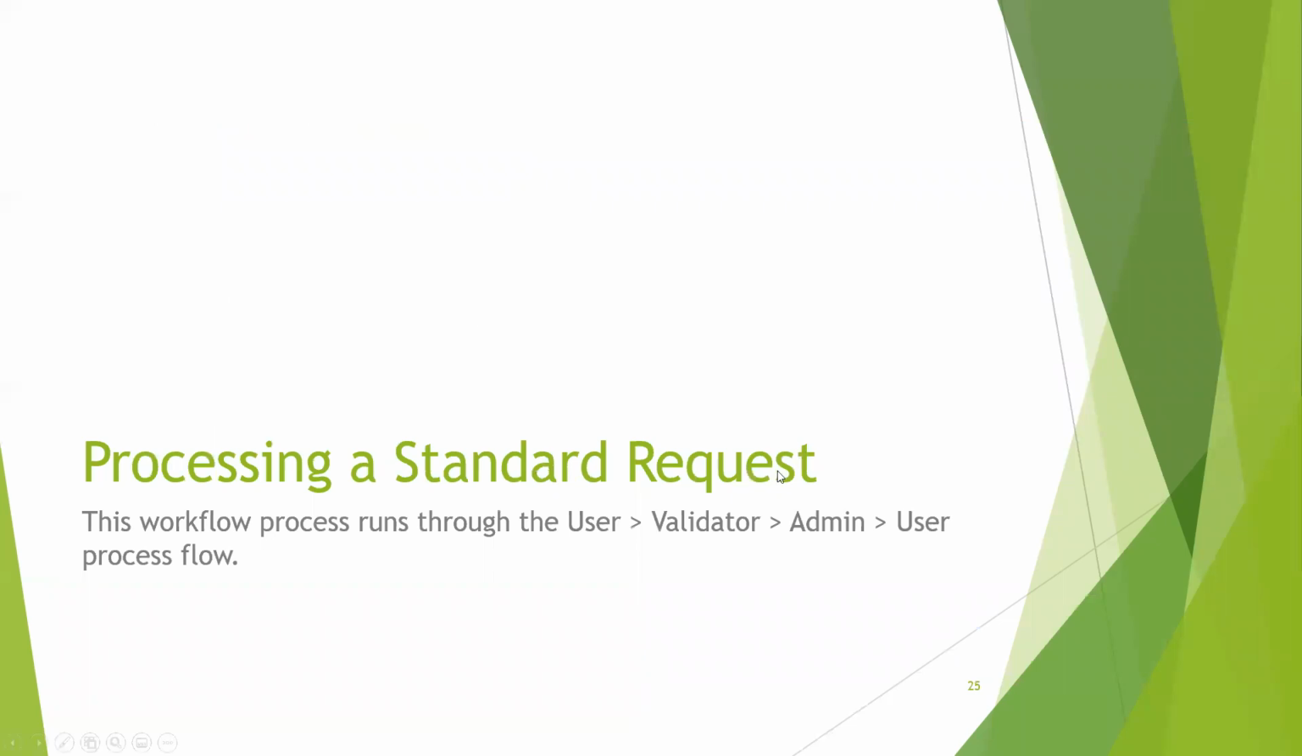So to watch the flow processing the change request, just to step you through this, the standard request goes to the user, the validator, the admin, and the user process. This is not the pre-approved. Remember I said pre-approved was the bottom choice. That is where nobody had to approve it. This is the standard, which goes to this level.